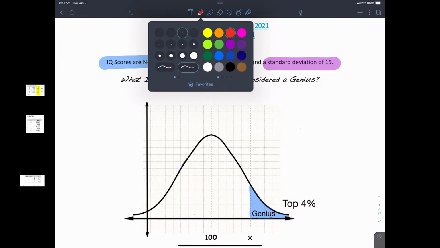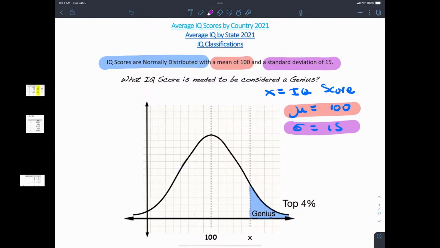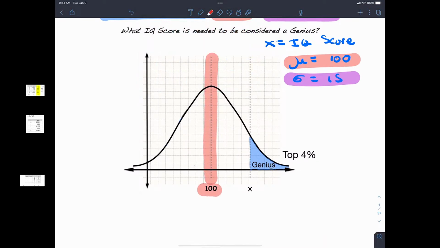So, if you want to write down some details, we know that X equals an IQ score. They're telling us mu is 100 and sigma is 15. So here's a setting we already worked with, okay? You guys okay with that? So far, so good? We've already set the table with these questions. Now, remember, the mean is in the center of our bowl, like always. Now they're asking, what IQ score do you need to be considered a genius?